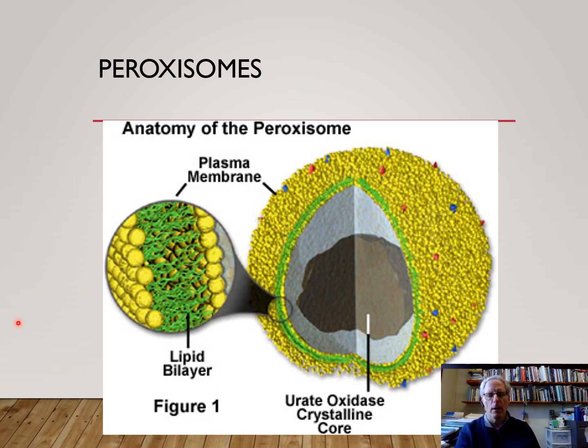Peroxisomes will have their own machinery for importing and exporting molecules. These are bound by a lipid bilayer. They will generate lots of reactive oxygen species, things like hydrogen peroxide, superoxide radicals. Consequently, peroxisomes have lots of catalase that takes hydrogen peroxide and converts it to water. Another enzyme called superoxide dismutase converts superoxide radicals to hydrogen peroxide, and then the hydrogen peroxide gets converted to water by catalase. So lots of this detoxification occurs inside peroxisomes.